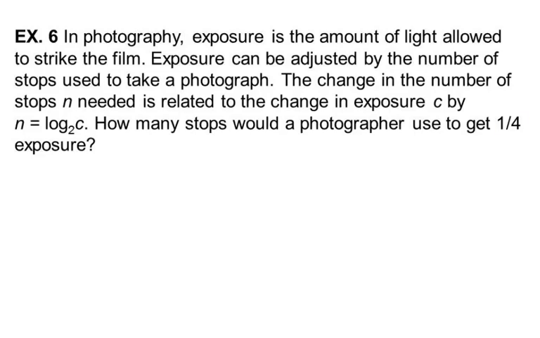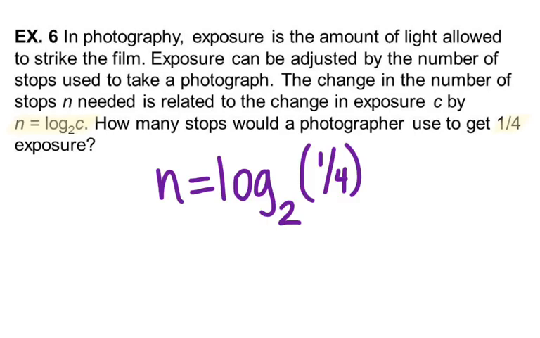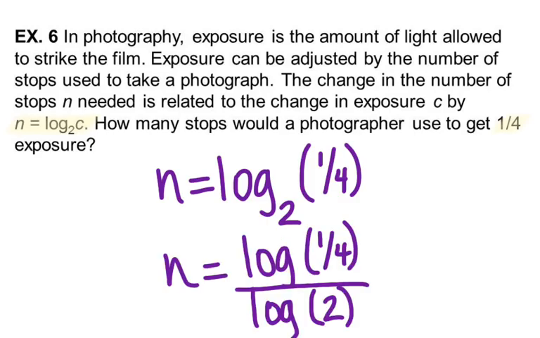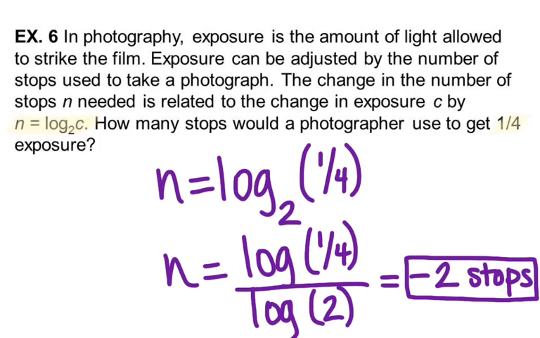So I'm going to plug in 1/4 for C. So N equals log base 2 of 1/4. And I'm going to use the change of base formula to type this in my calculator. So log of 1/4 divided by log 2. If I type that in my calculator, I get -2. So this means on my camera, I would have to change the f-stop to -2 in order to get the 1/4 exposure.